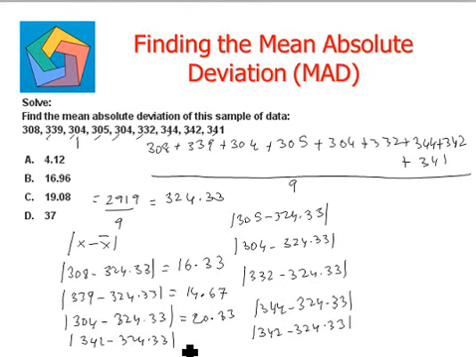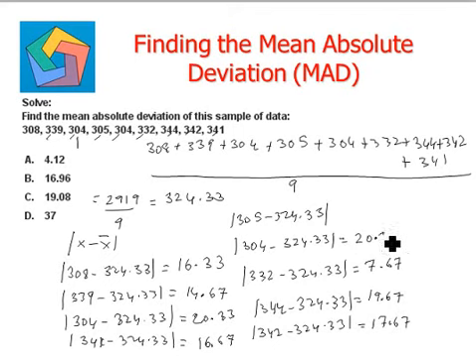So 341 is the last one, and for this we get the answer as 17.67. Then 344 gives 19.67. This is 7.67. This is 20.33, and 305 minus the mean is 19.33.